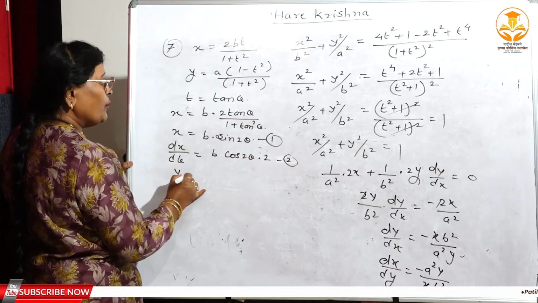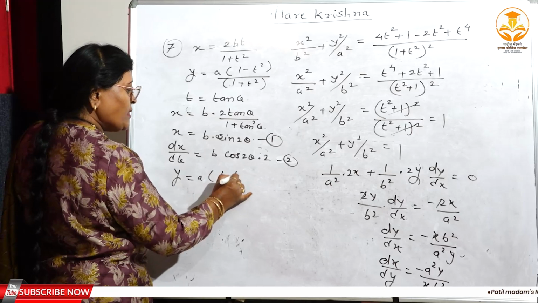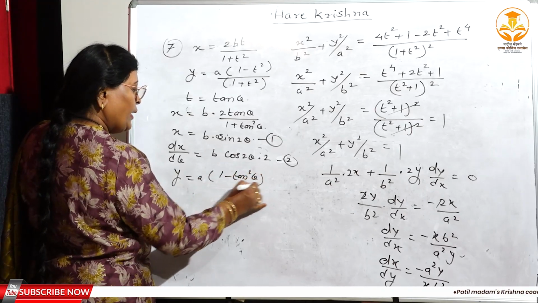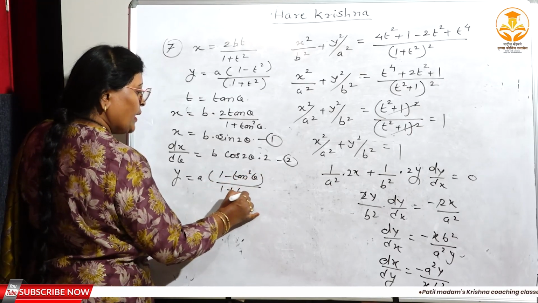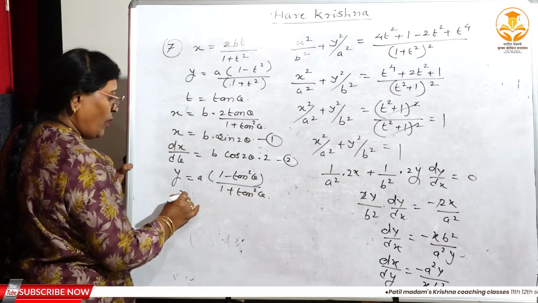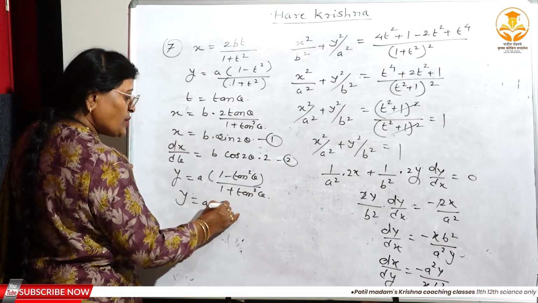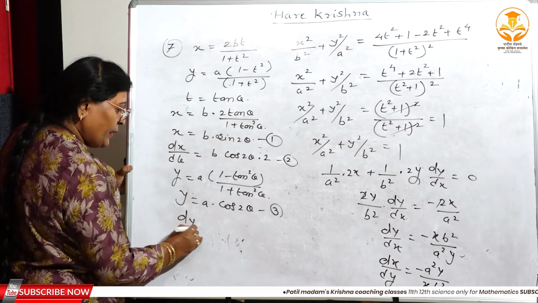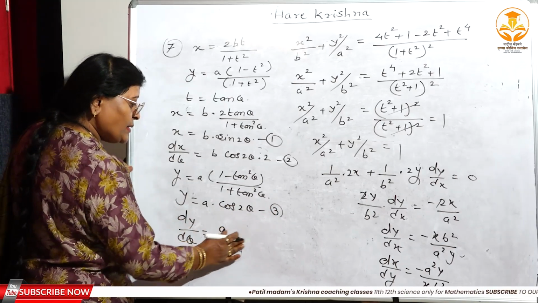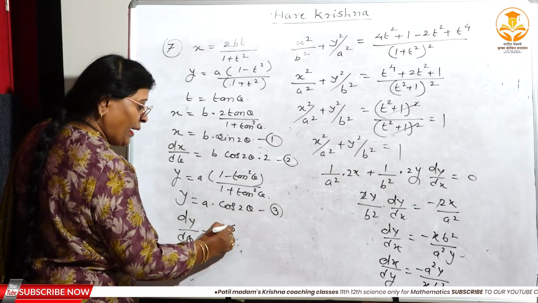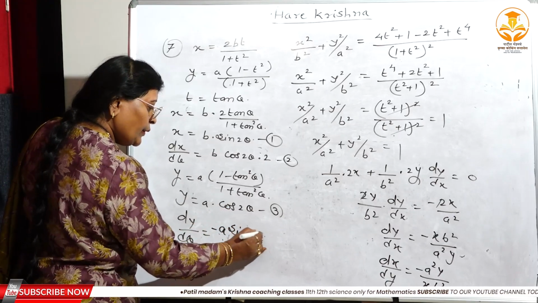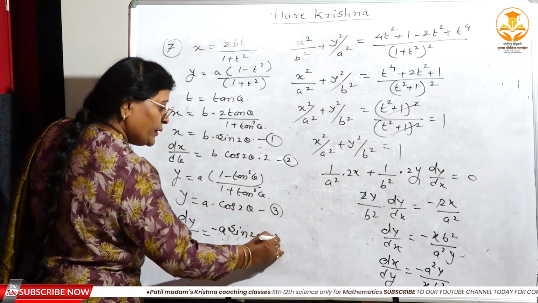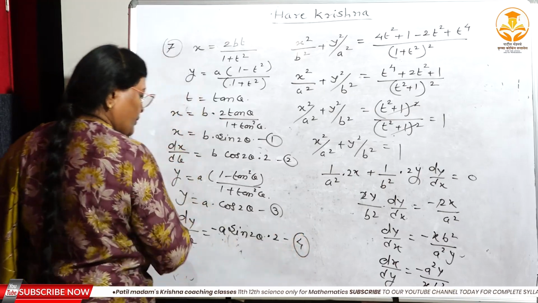Again y is equal to a times (1 minus tan square theta) divided by (1 plus tan square theta). Again this is the formula of cos 2 theta. Again dy divided by d theta: a remains as it is. The derivative of cos 2 theta is minus sin 2 theta, right? And the derivative of 2 theta is 2, isn't it?